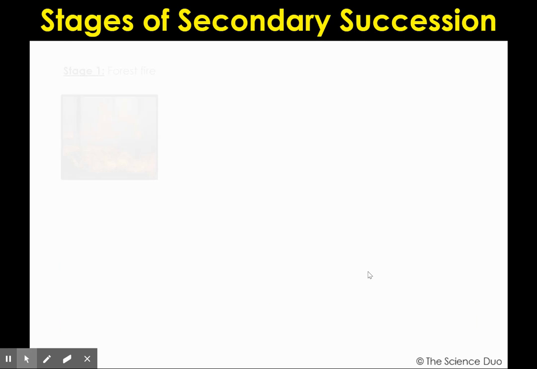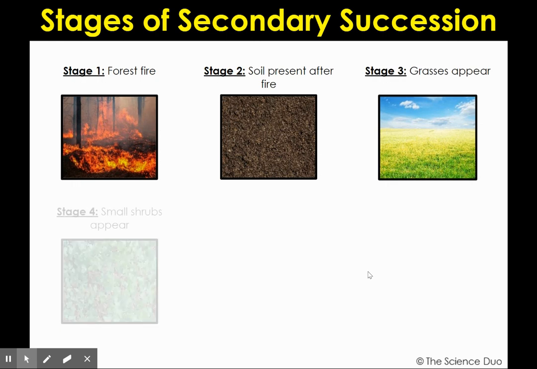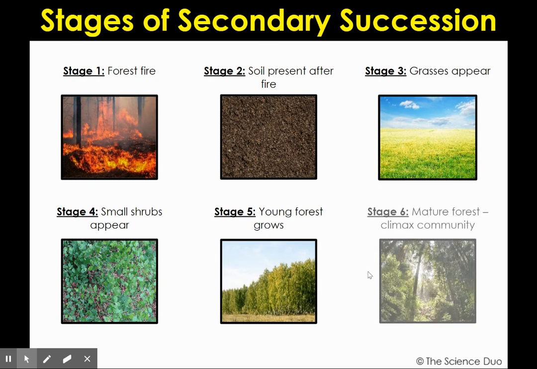Okay, so again, we have stages, and it looks very similar to primary succession. The big difference is how they start. Okay, so here we've got a forest fire. Stage 2, we already have soil present. So instead of saying pioneer species come in and decompose to make the soil, we say, hey, we already have soil. So the first things that are able to grow are your grasses, and then your shrubs, and then it goes up from there. So it doesn't take as long because you already have that soil.